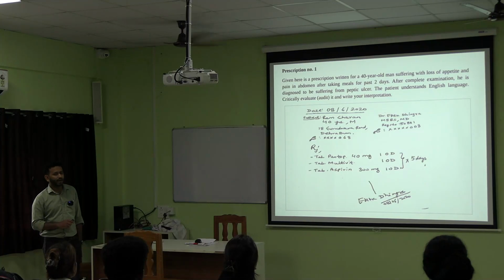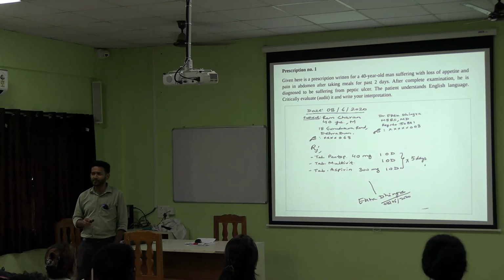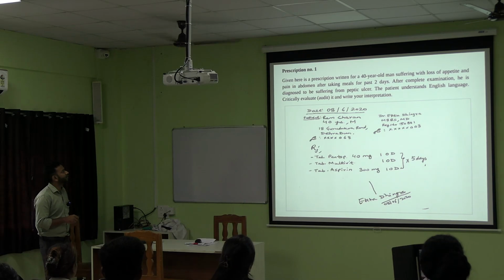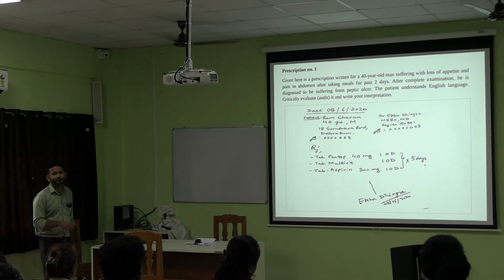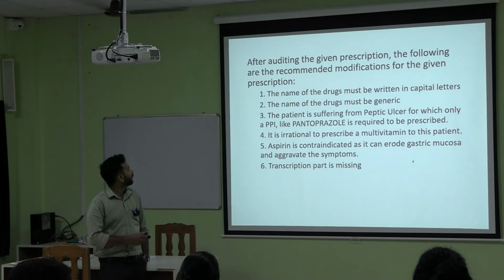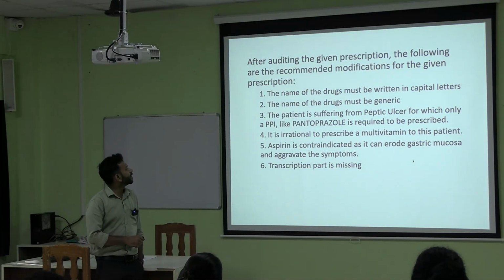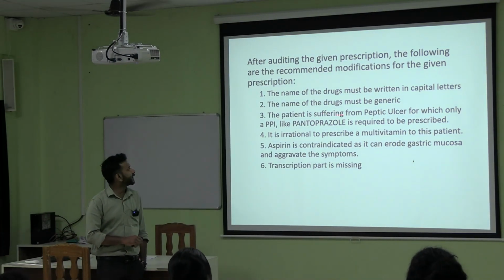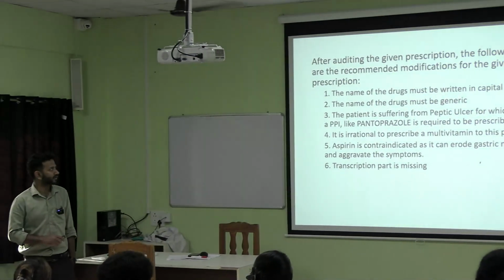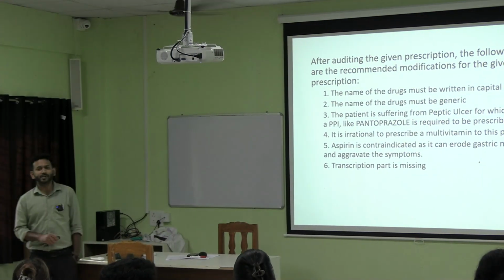Now you all take your respective copies and critically evaluate, audit this prescription. After auditing the given prescription, the following are the recommended modifications. The name of the drugs: many of you are not writing the name of the drug in capital letters. The name of the drug must be generic.